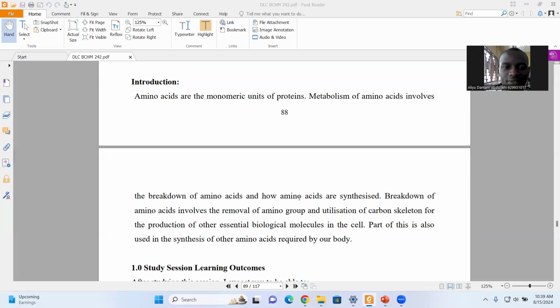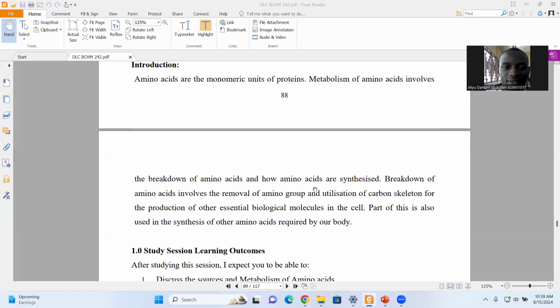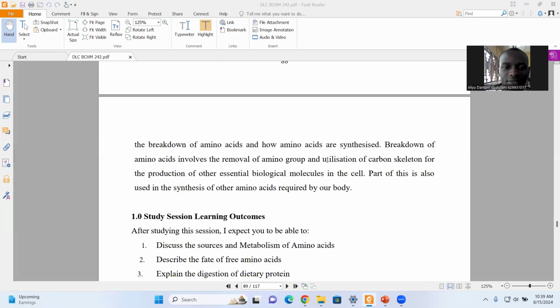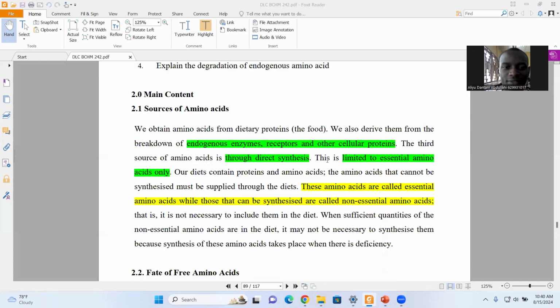Metabolism of amino acids involves the breakdown of amino acids and how amino acids are synthesized. Basically, that's what metabolism is: catabolism and anabolism. In catabolism, it will be breakdown of something, either breakdown of proteins to amino acids, or anabolism will be synthesis of proteins from amino acids, right? I think it makes sense. Okay. All right. Basically, this is just a short introduction.